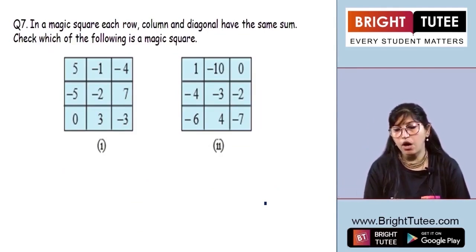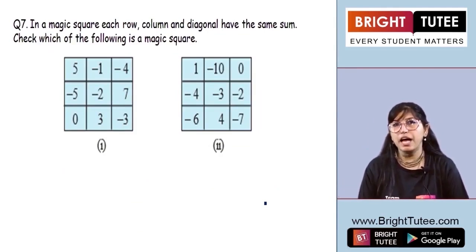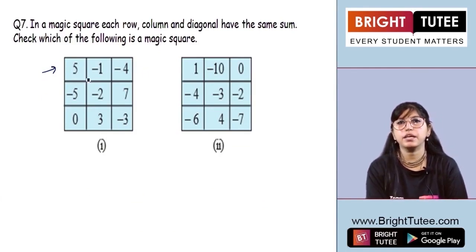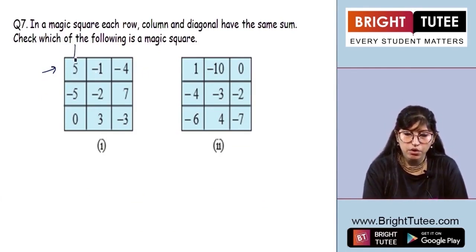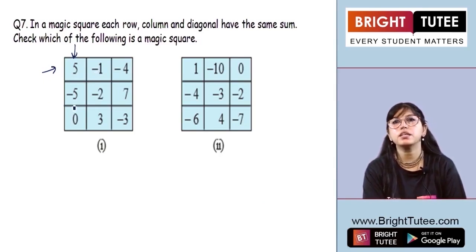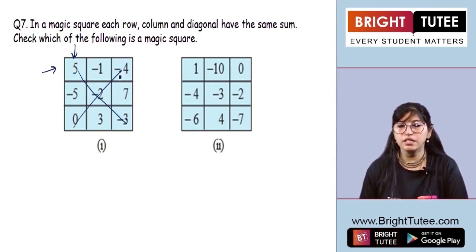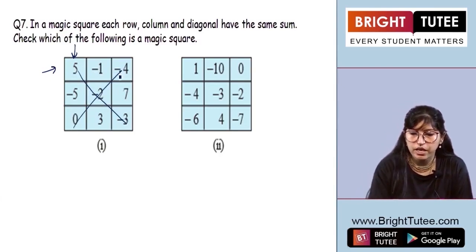So now check out of these two which is the magic square. Now if we're talking about columns and rows, these are the rows. So adding these three, we are getting a row. These are the columns. So adding all these, we get a column. And these are the diagonals. So let's try it out for the first one.